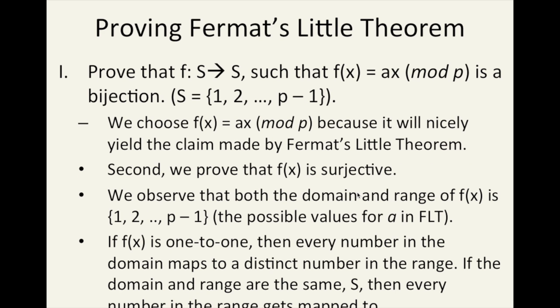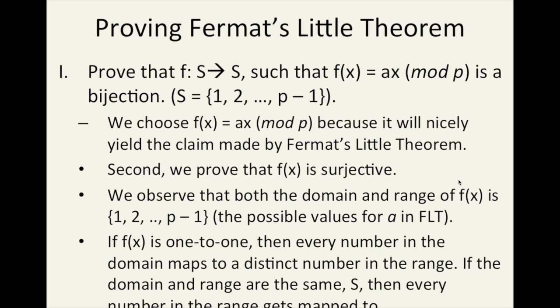Now we'll give a little more explanation of why it's surjective. The reason it's surjective, and it's actually enough to simply prove that this function is one-to-one, is that we can observe that both the domain and the range of f of x are the numbers 1 all the way to p minus 1.